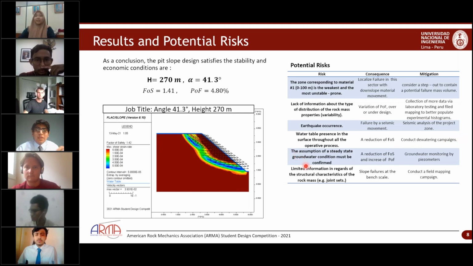Other is the no confirmation of steady state. As a consequence, the reduction of factor of safety and increase of probability of failure, and the solution, the piezometers. The last is the no information about the structural characteristics. As a consequence, a bench scale failure, and the solution, a mapping campaign.